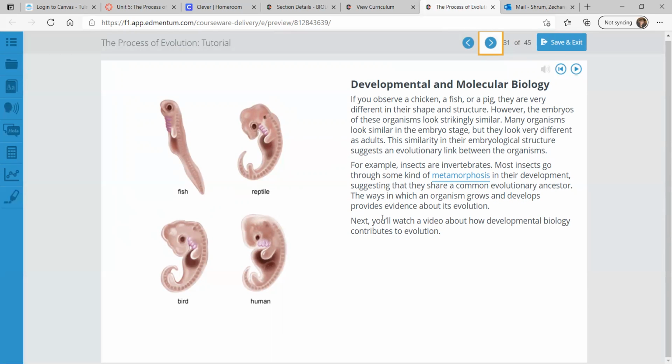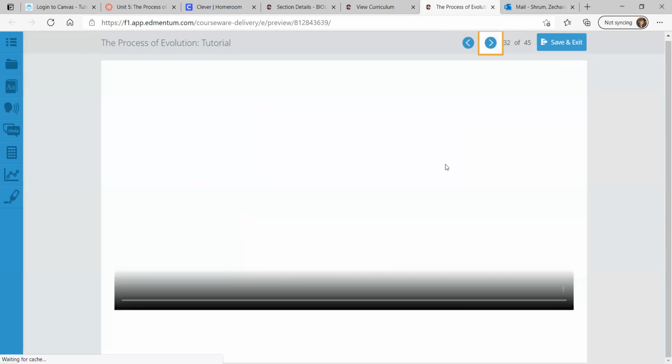So, for example, insects are invertebrates. Most insects go through some kind of metamorphosis in their development, suggesting that they share a common evolutionary ancestor. The ways in which an organism grows and develops provides evidence about its evolution. Next, we'll watch a video about how developmental biology contributes to evolution.